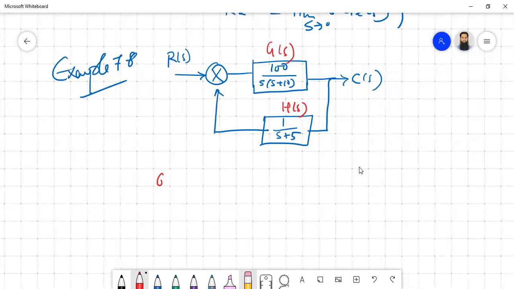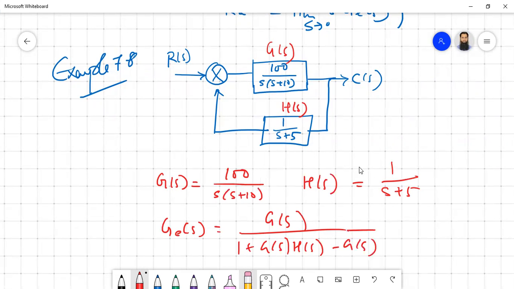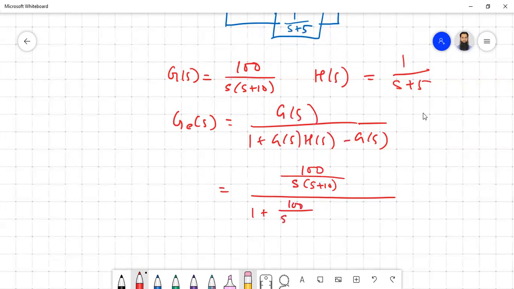So our G of S is 100 by S into S plus 10, and H of S is 1 by S plus 5. So G equivalent S, which is G of S divided by 1 plus G of S H of S minus G of S. Now just simply put the values. It is 100 by S into S plus 10, then 1 plus 100 by S into S plus 10 into 1 by S plus 5, minus 100 divided by S into S plus 10.